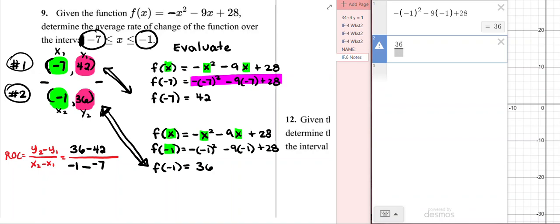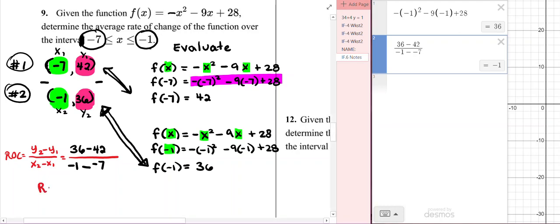So 36 minus 42 over negative 1 minus negative 7. So the rate of change is equal to negative 1. So it's decreasing in that interval. Please rewatch how to enter the numbers. This is why we worked so hard to make sure that you were able to evaluate correctly.